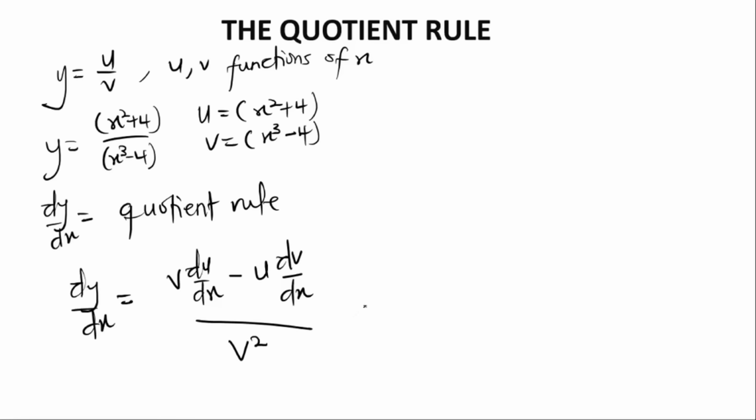Then we divide all by the square of the denominator, which is v squared. And that gives us the quotient rule. So this is the quotient rule, or the rule that we use to solve a problem of the form y is equal to u on v, and this is an example.